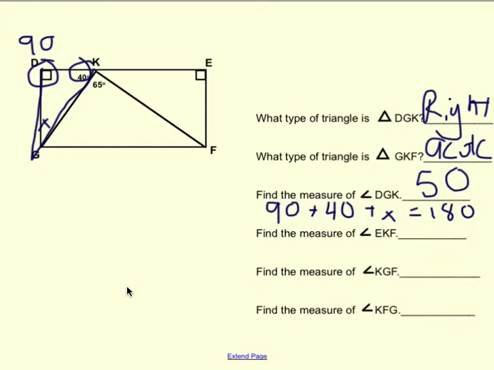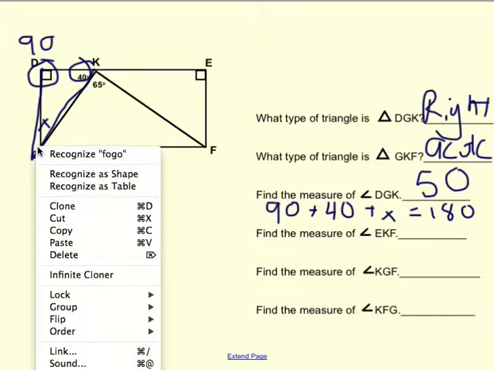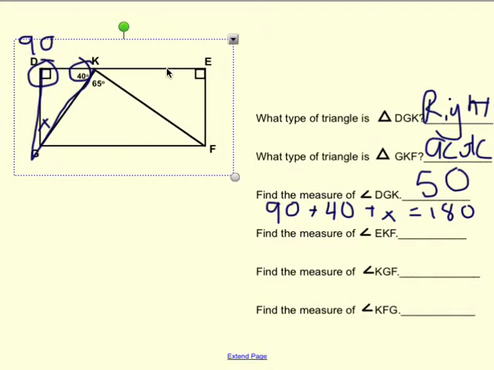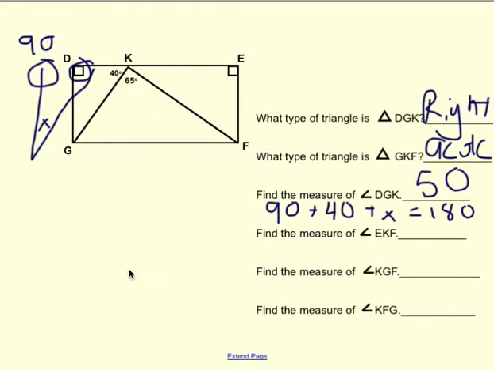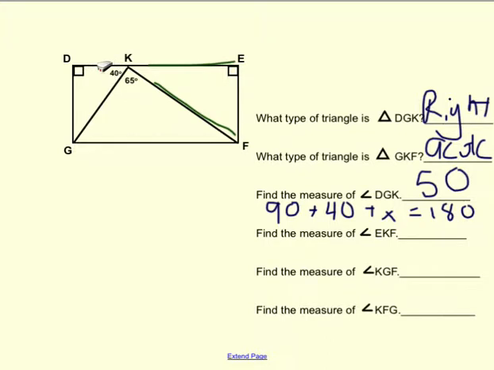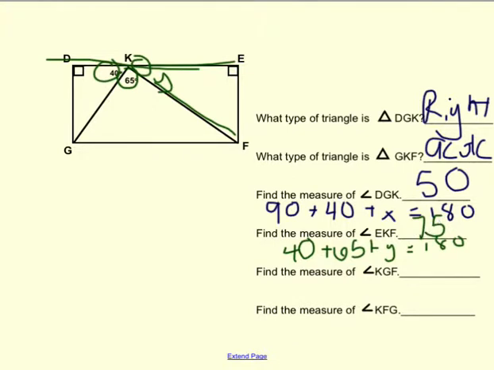Next, it asks us for the measure of angle EKF. All right, EKF. So it's asking us for that measure. So I notice that this angle right here, plus this angle, all make a line, that line DE. So then I know that 40 plus 65 plus, we'll call it y, whatever DKF is, has to be 180. So again, solve that for y, you end up getting 75. Let's take a look at the next one.